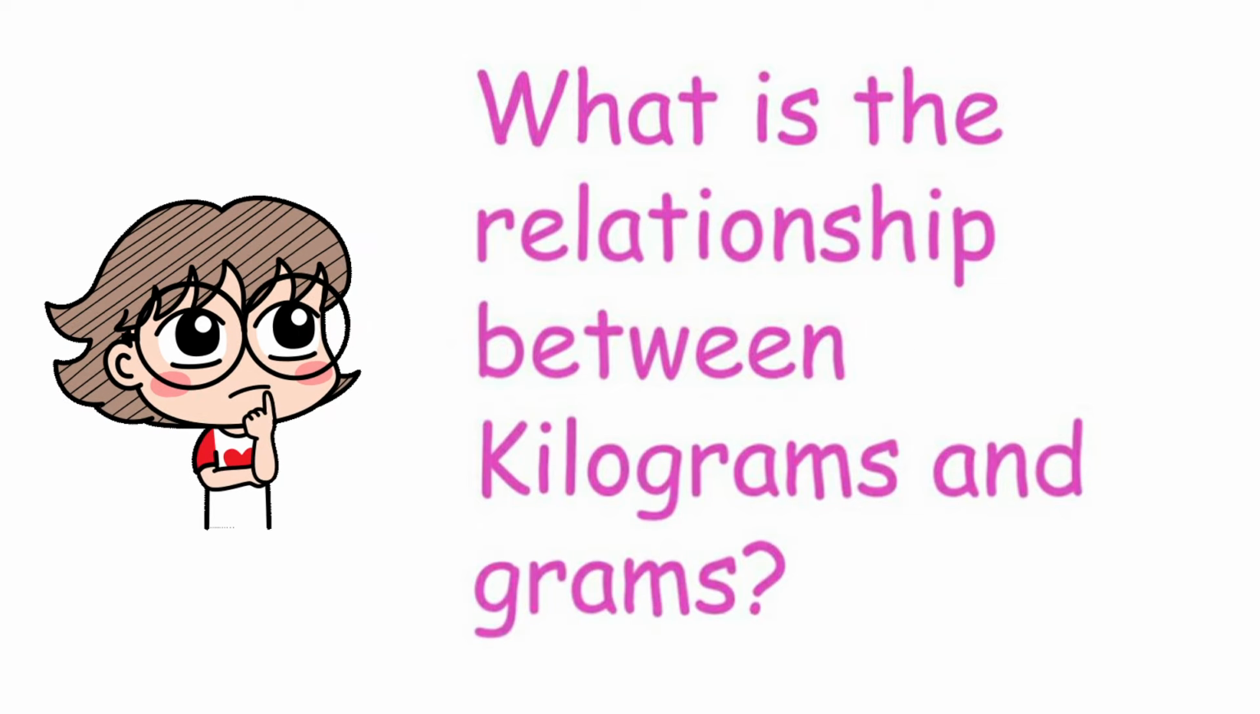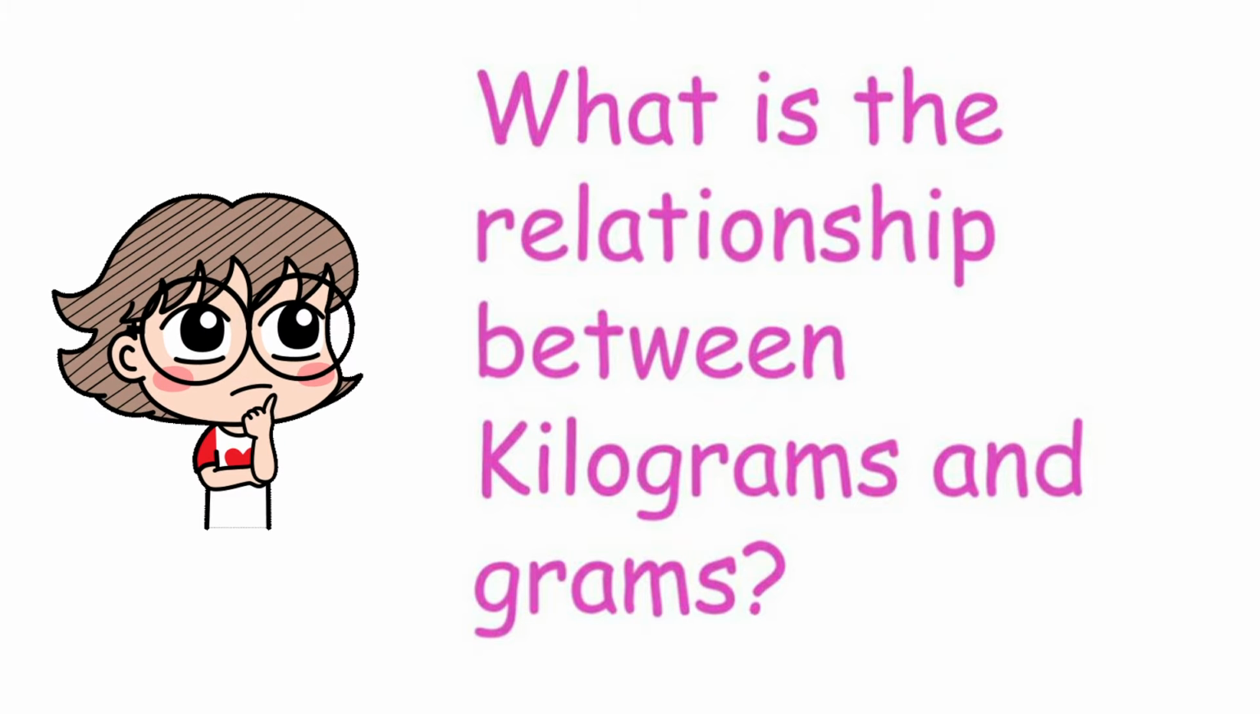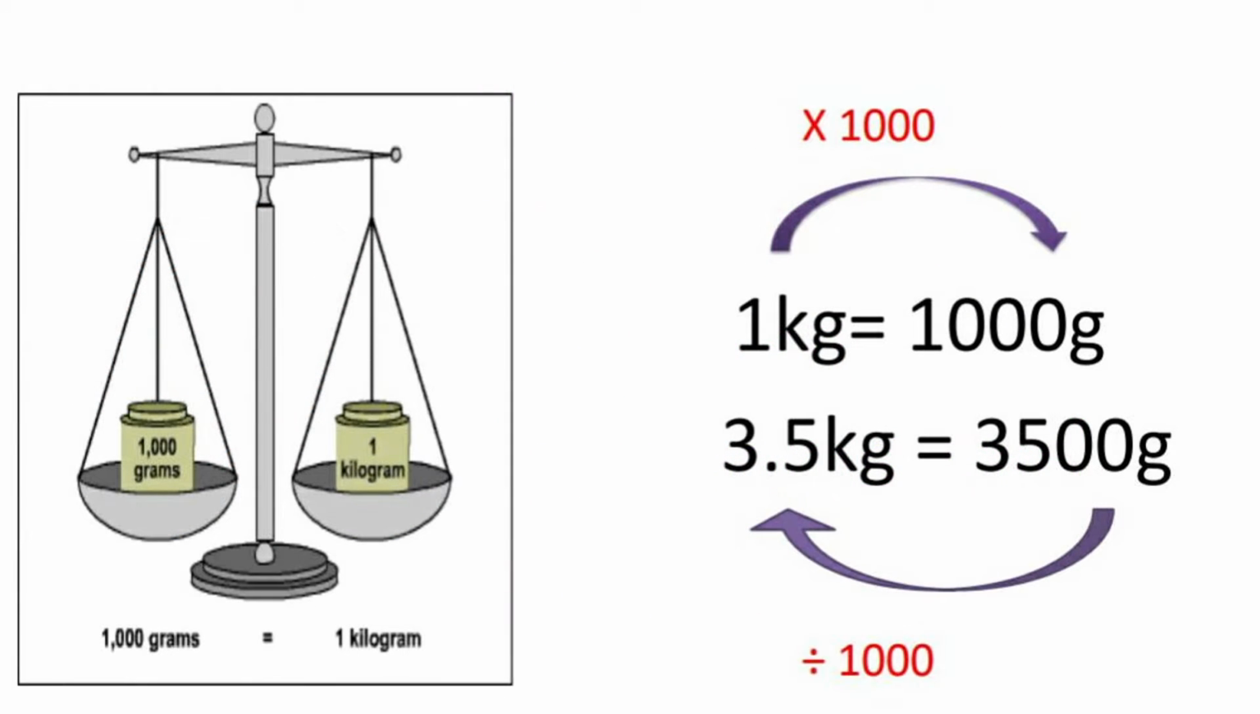Okay, so first of all, what is the relationship between kilograms and grams? Actually, 1,000 grams is equal to 1 kilogram. If we want to turn 1 kg into grams, we multiply by 1,000 and we get 1,000 grams. For example, if we have 3.5 kg and we want to turn it into grams, we multiply by 1,000, and we find that it's 3,500 grams.